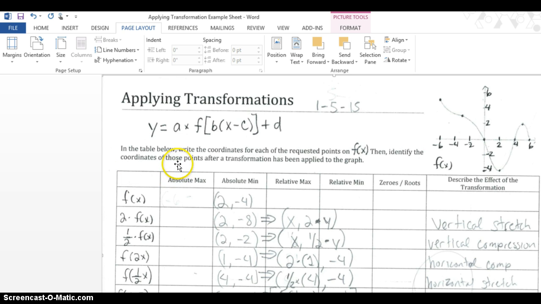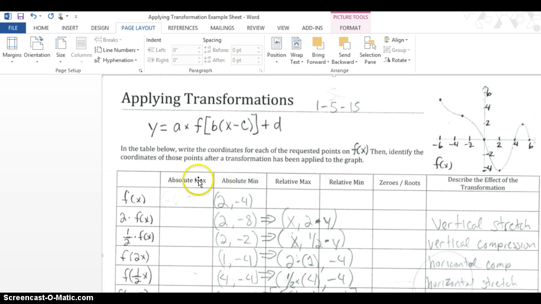So here's this point, (2, -4). What's going to happen to this point when I do 2 times f of x? Well, x isn't affected. X stays 2, but we're just multiplying the output. So all of a sudden, my -4 doubles to -8. So it's basically (x, 2 times my y value). So this point here would be stretched down to -8.